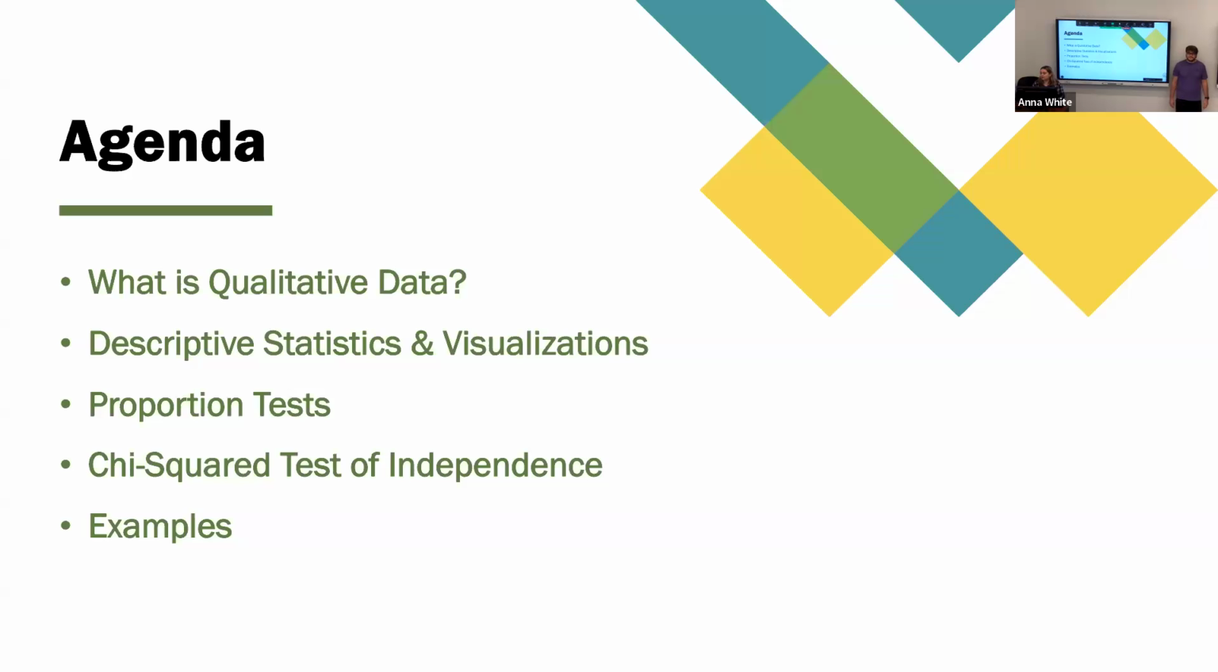Real quick, what we're going to be discussing today: first, we're going to go over in general what qualitative data is and how it is different from quantitative data. We're also going to talk about different descriptive statistics you can use, as well as visualizations. Then we're going to deep dive into proportion tests, what they are and how to do them, as well as the chi-square test of independence, what it is and how you can do it. And then we'll go on to some examples of, from beginning to end, how you can analyze some qualitative data.